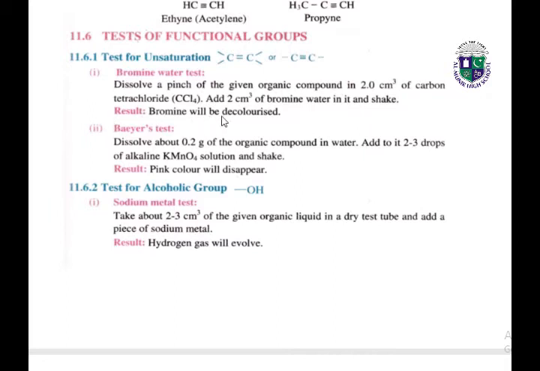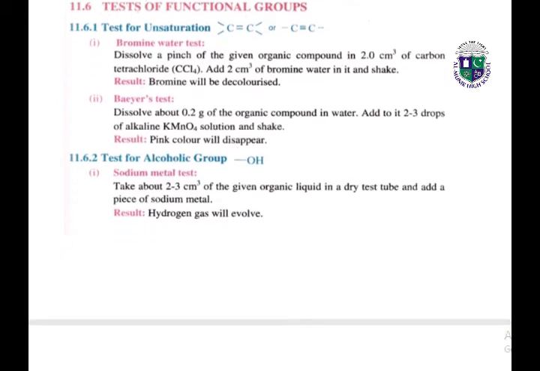Result will be bromine will be decolorized. Next we have the Bayer's test. Dissolve about 0.2 grams of the organic compound in water and add 2 or 3 drops of alkaline KMnO4 solution and shake it. Result will be pink color will disappear. So all these are the laboratory tests to find out the functional groups.